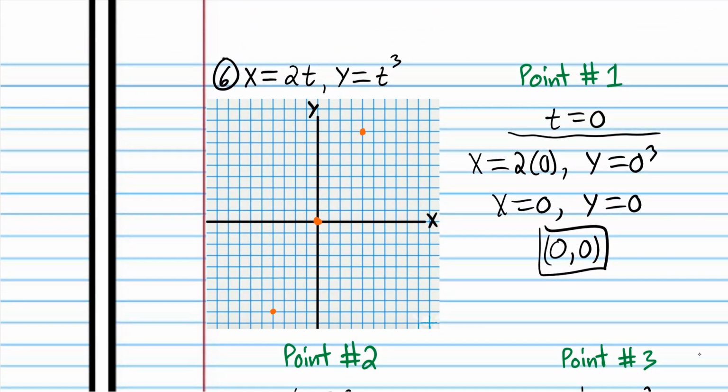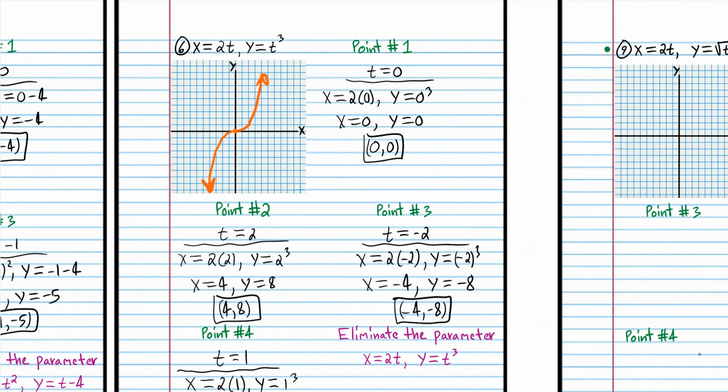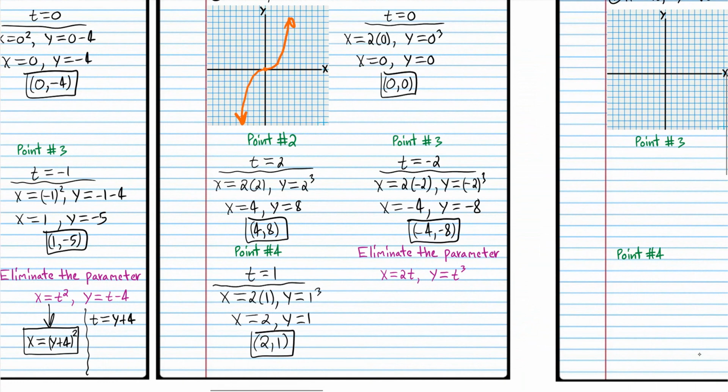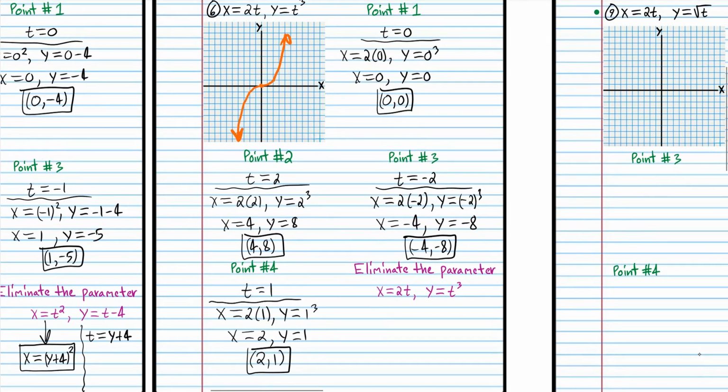So let's plot that. That's going to be there. So again, you can see that this is just a cubic graph. And when we eliminate the parameter, we should see that.